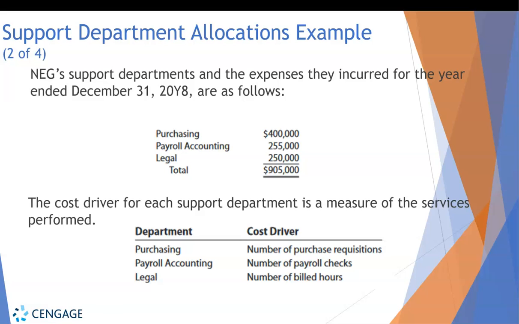So NEG's support department expenses are shown here. We've got our purchasing, payroll, and legal. The cost driver for these support departments is the measure of services performed. So for purchasing, it's requisitions. Payroll, it's number of paychecks. Legal are billed hours.